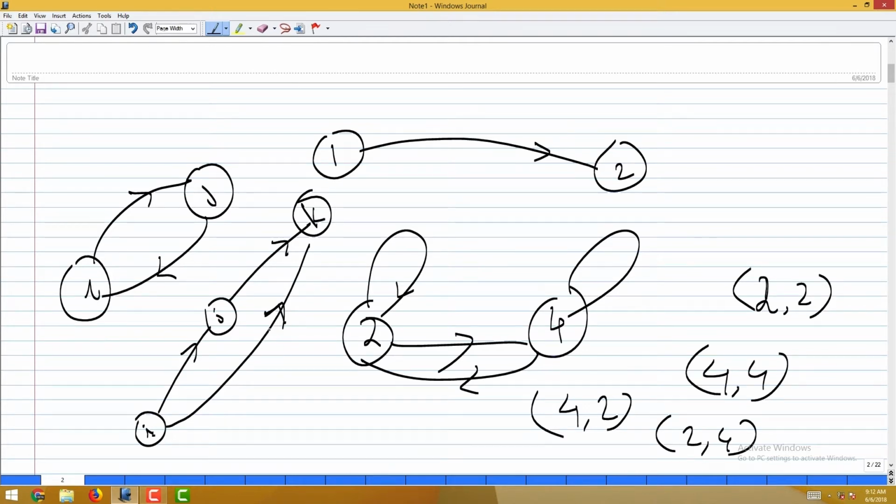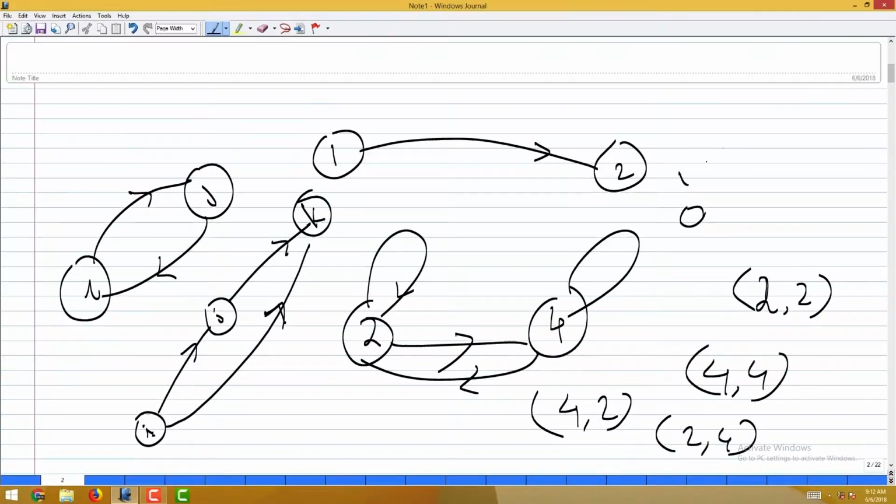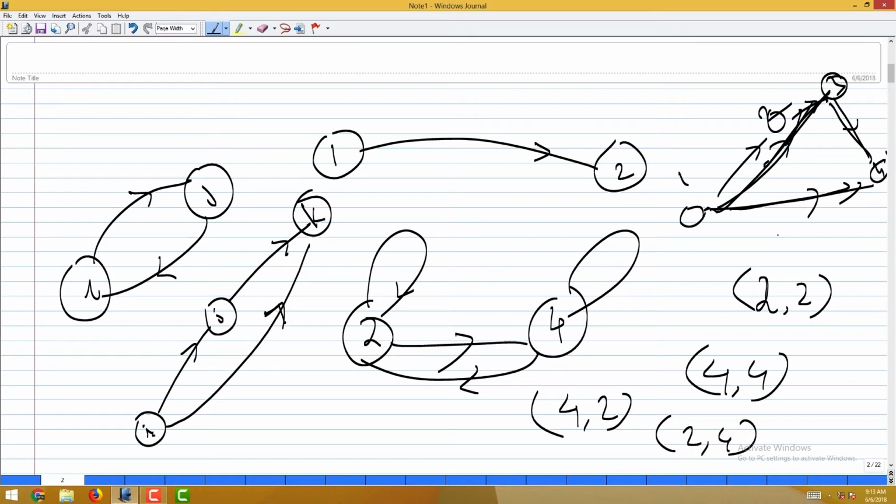Because of reflexivity, self loops will be there everywhere. Apart from that, transitivity and symmetry make it impossible not to have an edge between vertices. Suppose I can reach from 1 to 2 to 3 to 4, like this, then I will have that edge also. Why? Because of the edges here, and because of this one, it is forced to be there.